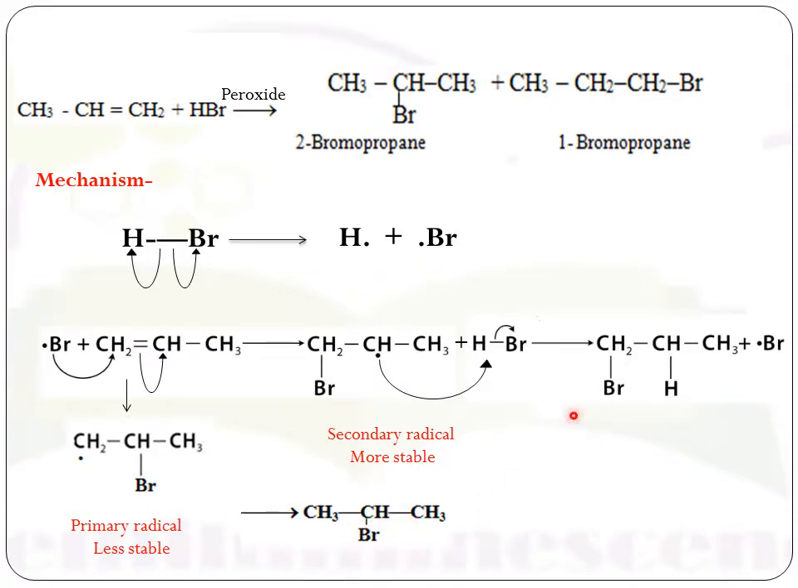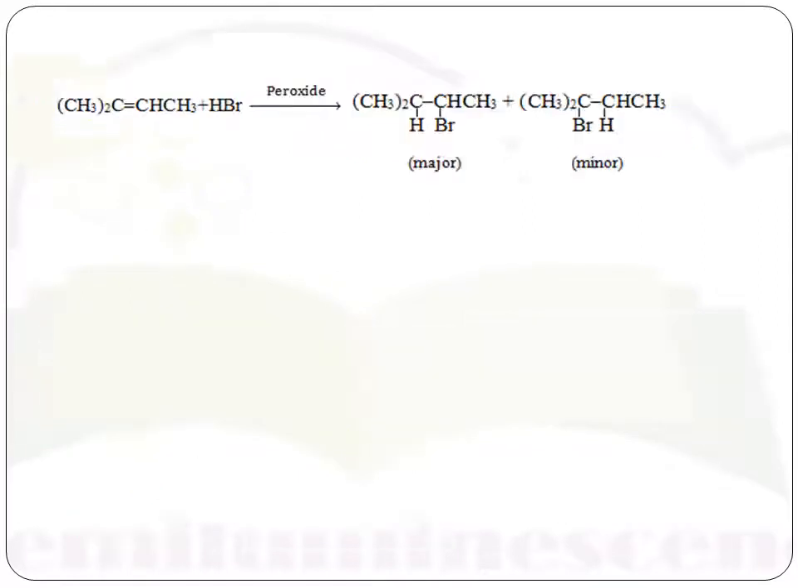But if you see the quantity of these two, because they are obtained from their radicals, out of these two radicals the secondary radical is more stable, hence this product is obtained as the major product, and this product is 1-bromopropane. And this product is obtained as a minor product because it's obtained from a primary radical which is less stable, that's why it forms in less quantity, hence the 2-bromopropane is obtained as a minor product. This is the mechanism of the anti-Markovnikov rule.